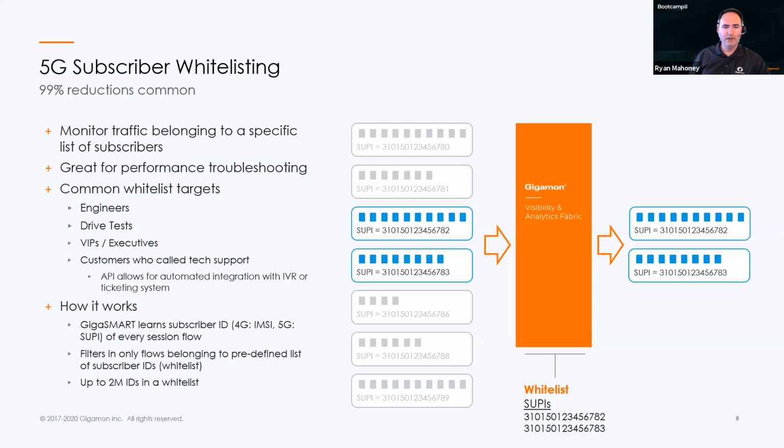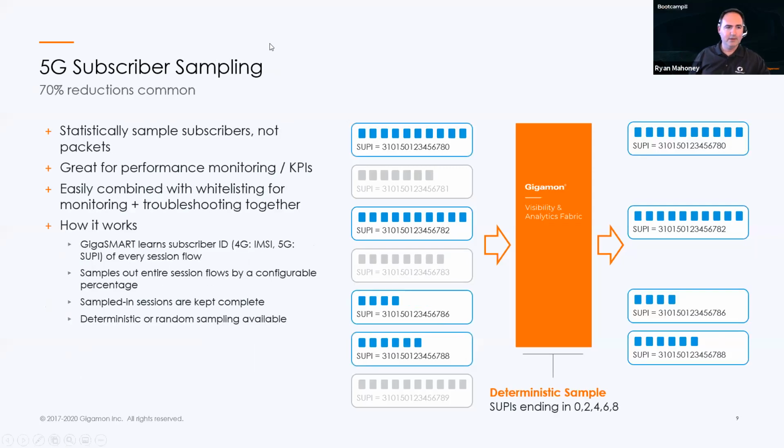For that reason, whitelisting is very commonly combined with the next technology that I'm going to show here, and that's sampling. So 5G subscriber sampling, again, this also works on 4G, and the way our Gigamon fabric is designed is that sampling and whitelisting are really paired together. They're run on the same engine, so it's really designed from the ground up for these two to work together.